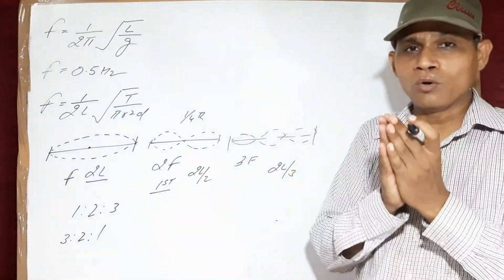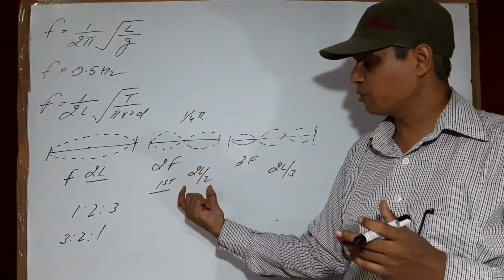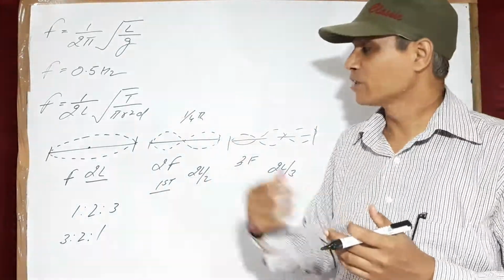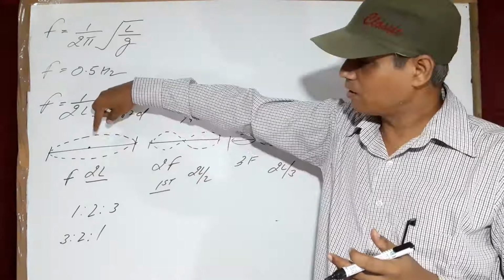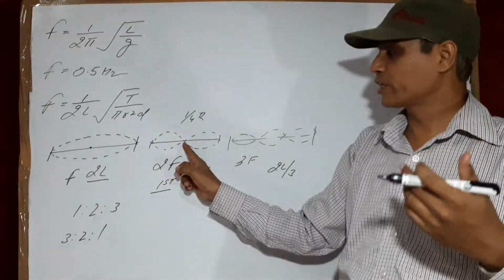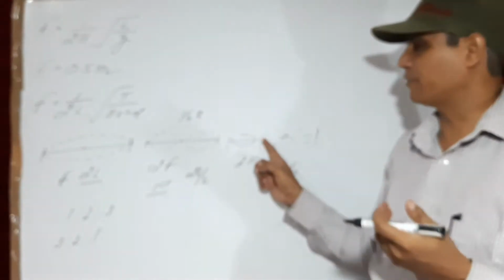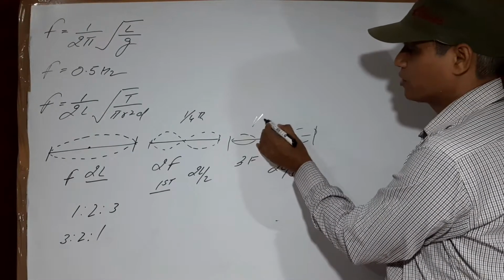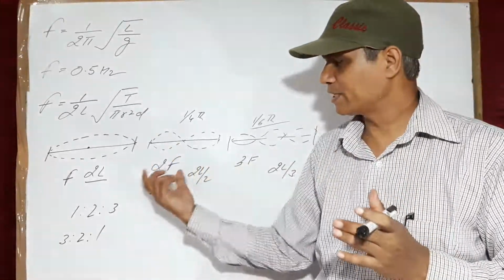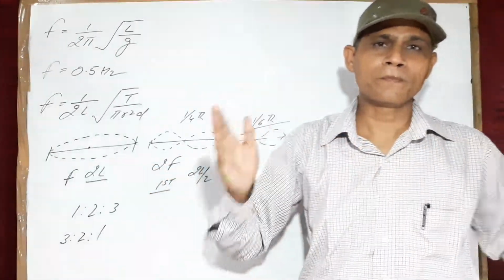So you should know what is the first subsidiary, what is the second subsidiary, how it can be attained, what will happen if I pluck the string from the middle, what will happen if I pluck this string from the 1/4 of the length, and if I pluck the string from the 1/6 of the original length. So all these things you just keep it in your mind.